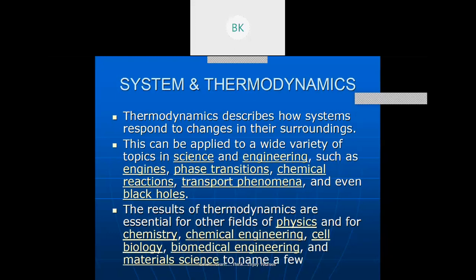Obviously, if we talk about applications, the system and thermodynamics. Now, what is the system, that we have already studied. So now, what is the use in thermodynamics? Okay. So thermodynamics describes how a system responds to changes in its surrounding. Whatever changes happen in the surrounding, accordingly there will be some effect on your system. So that effect will be described by thermodynamics.